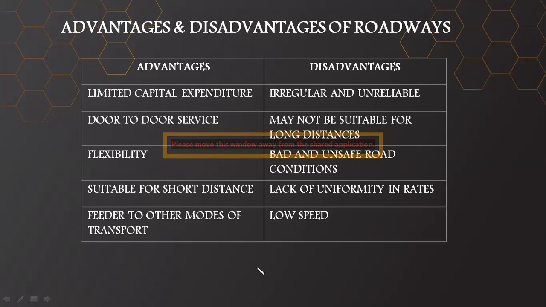At the same time, there are disadvantages because it could be irregular and unreliable. It may not be suitable for long distance travel. Bad and unsafe road conditions, which we can quite much relate to. Lack of uniformity in rates. Rates means the fare, the amount which we are spending for travel. There is no proper control over that.